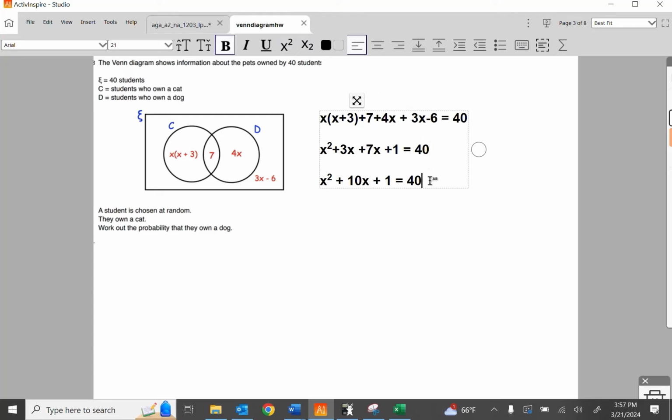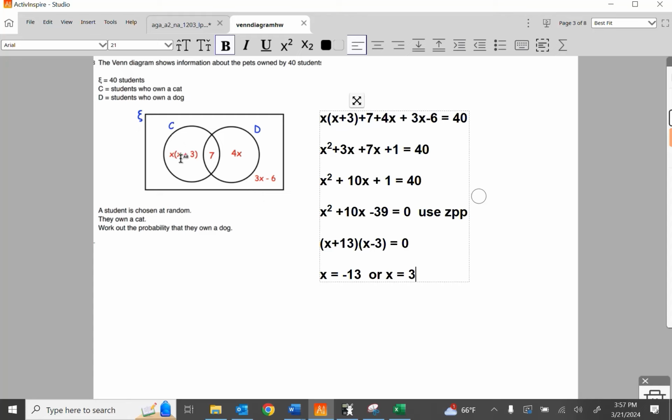And I'll know I did this right in just a second if what I created factors, because nobody's going to try and make this any worse than it has to be. 1 minus 40 is negative 39. Now we're going to use the zero product property. We'll have x plus 13, and then x minus 3 equals 0. So we have a choice of x values. X is either negative 13, or by using the zero product property here, x is 3.